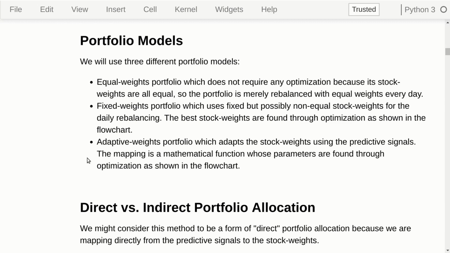The last portfolio model we will be using here is called adaptive weights, because the weights will change every day according to the signals for the stocks. And the mapping from the signals to the stock weights is some mathematical function where we find the parameters through the optimization loop that we showed above.